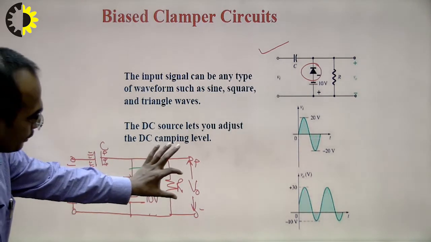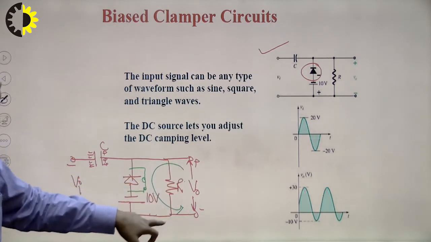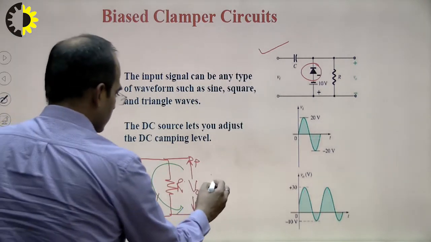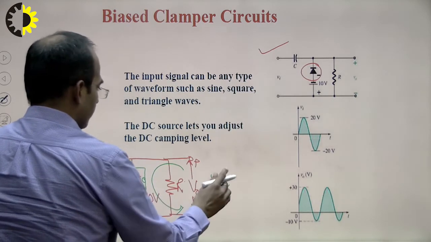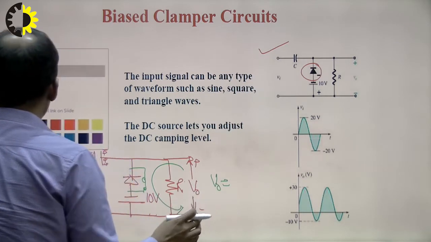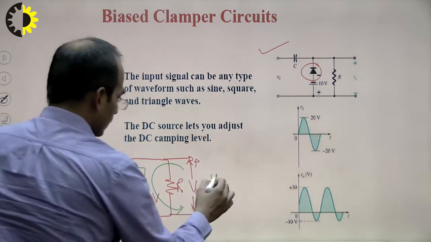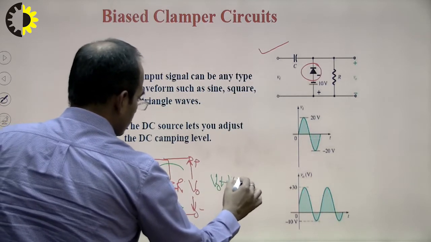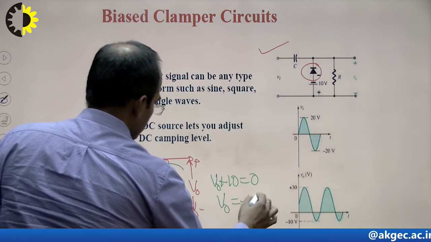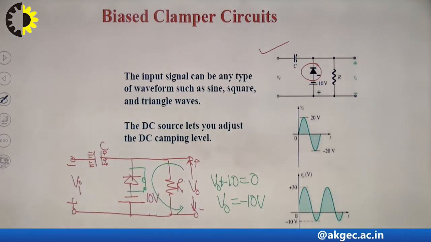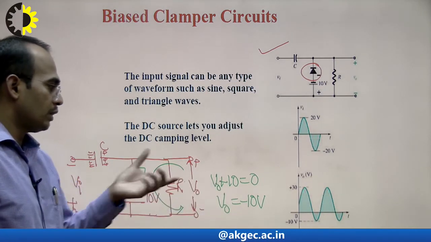I have to find the output across this resistance. So by applying the KVL, I can get the output. What will be the output? V0 is nothing but V0 plus 10 is equal to 0. So V0 is equal to minus 10 volt. So how will you check whether you are getting V0 is equal to minus 10 volt?